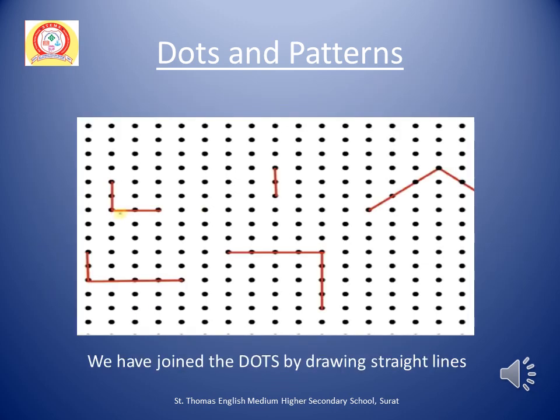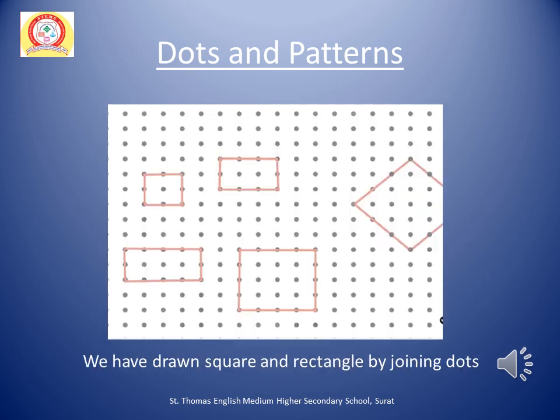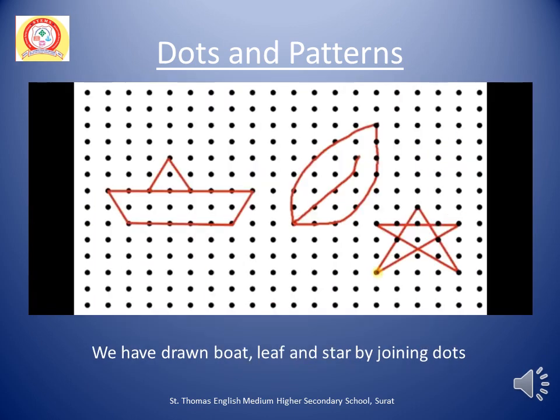We have joined the dots by drawing straight lines. In this picture, we have joined dots by curved lines. We have drawn square and rectangle by joining dots. Here in this slide, we have drawn boat, leaf and star by joining dots.